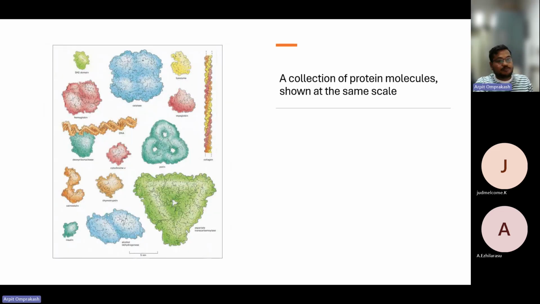Here we see a comparison of the different kinds of protein molecules that we can have in a cell, starting from very small protein molecules or domains such as the SH2 domain or the lysozyme, to very large proteins such as aspartate, deoxyribonuclease and alcohol dehydrogenase, and very long protein structures such as collagen and so on.